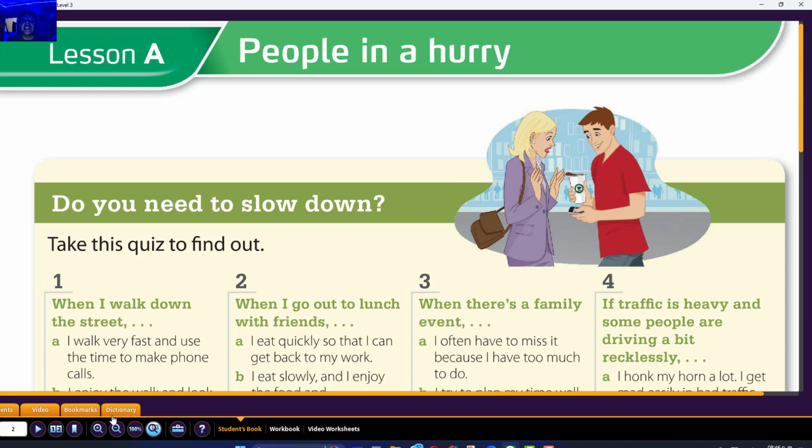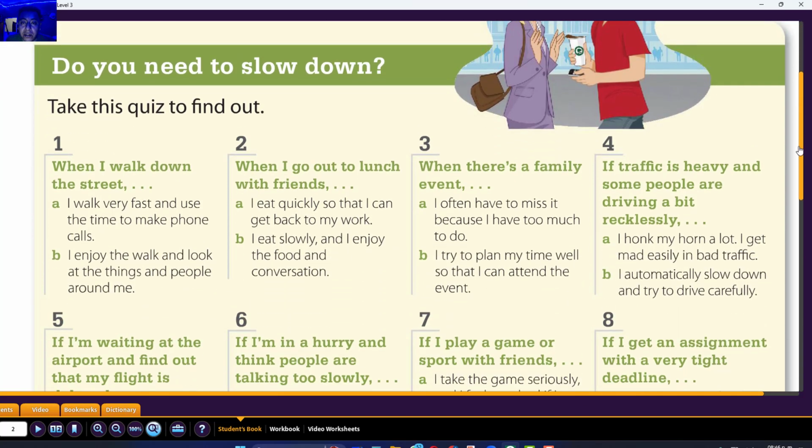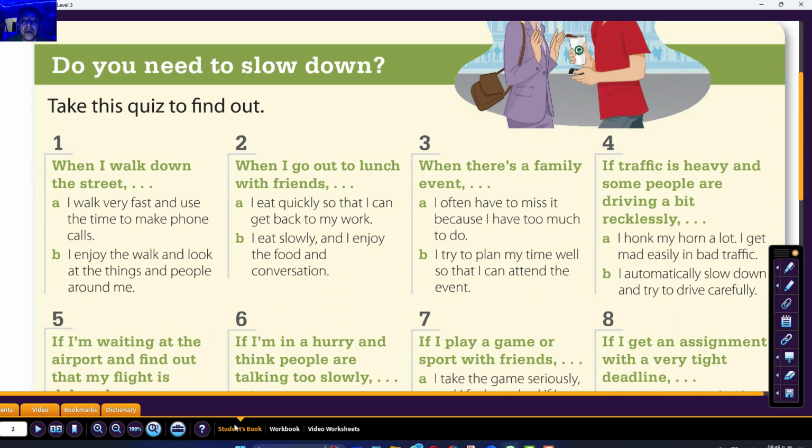And let's take this quiz to see if you need to slow down, right? And it says take this quiz to find out. As we usually do, we take into consideration if maybe you don't know a word. In this case we have this phrasal verb, which is to find out, and it is translated to Spanish like descubrirlo. Okay, so you're gonna find out if you need to slow down or if you're just alright. Okay, so follow me up with this.